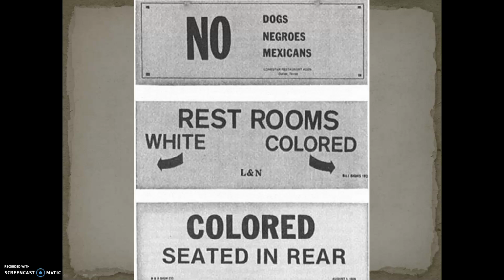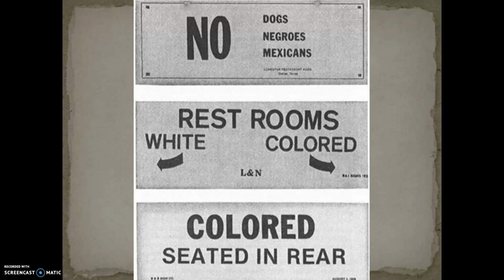A man named Homer Plessy challenged these segregation laws when he was removed from a rail car that was reserved for whites only. And his case made it all the way to the Supreme Court in 1896. And the court ruled that segregation laws were not a violation of the 14th Amendment so long as the separate facilities were equal. Now, as you can imagine, the separate facilities were never equal. Those that were set aside for African Americans were almost always inferior.